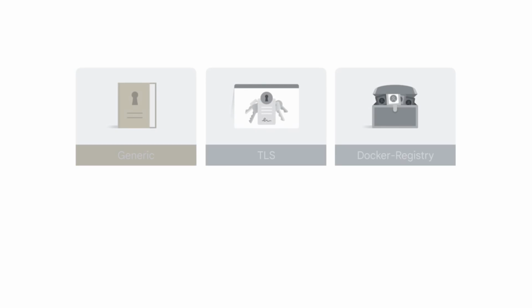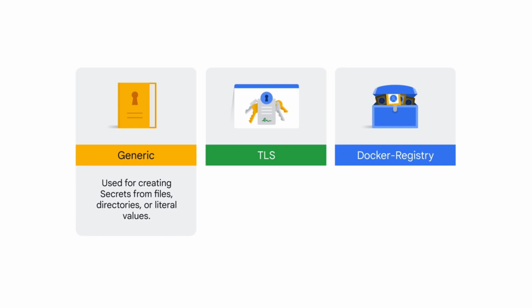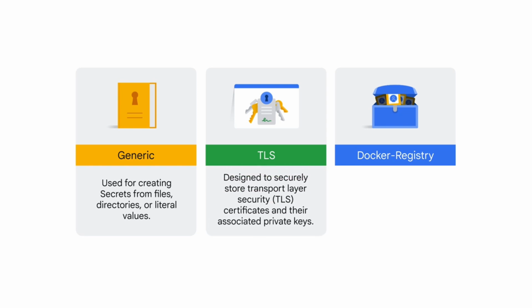There are three types of secrets: generic, TLS, and Docker registry. Generic secrets are used for creating secrets from files, directories, or literal values. TLS secrets are designed to securely store transport layer security, TLS certificates, and their associated private keys. These are the digital credentials used to establish encrypted communication between different components in a cluster. And Docker registry secrets are designed to store the credentials needed to authenticate with private Docker registries. However, in GKE, Artifact Registry integrates with Cloud Identity and Access Management, so this secret type is not needed.